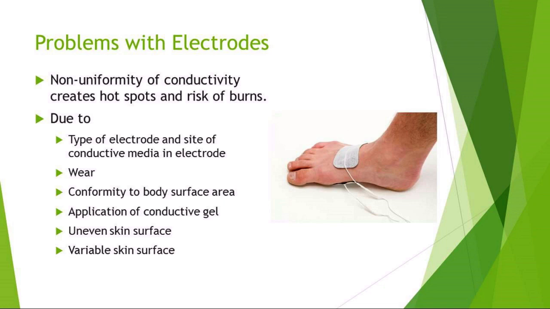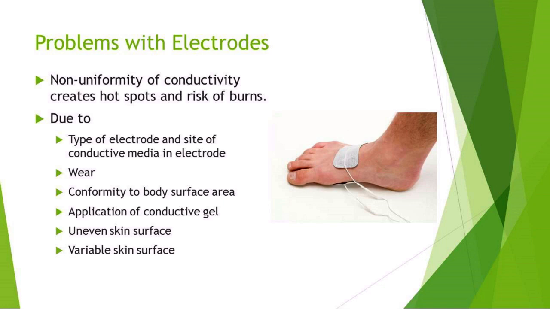Conforming to body surface areas, like in this picture, the electrodes on a person's foot. Feet are very convoluted. They don't necessarily have a flat surface to put an electrode on. You're going to have to make sure the electrode's touching down everywhere when you're putting it on a variable or an uneven skin surface. If you're using an electrode where you have to apply conductive gel, you want to make sure you have an even application of the conductive gel so you don't have areas with gel and without gel and create those hot spots. So that's a potential electrode problem if you have a worn electrode.